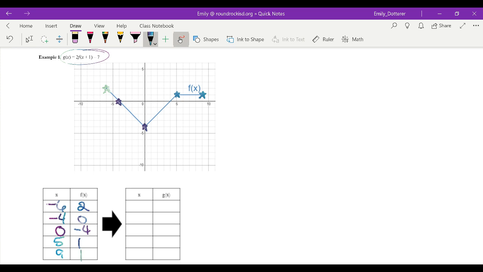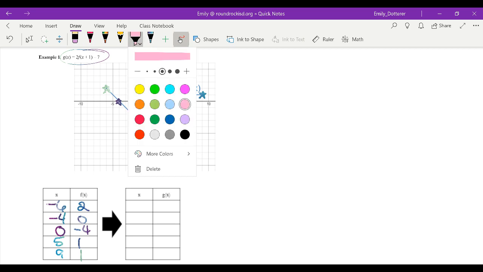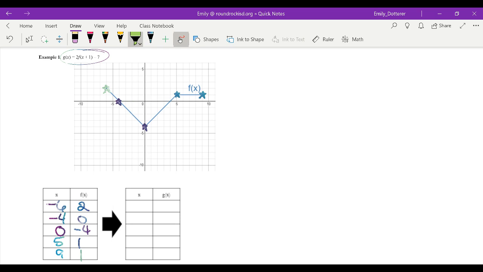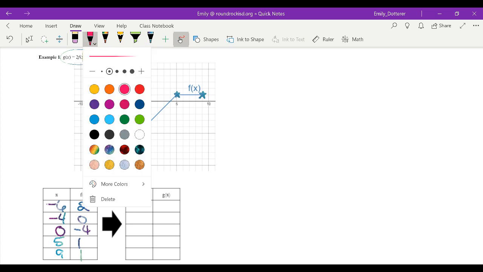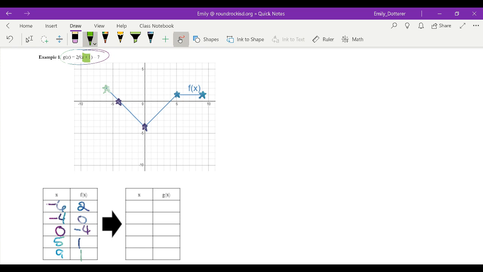We want to get the table of our transformed function g of x, and then we're going to graph it. So we know in here we have x plus 1. Remember, that means the graph is going to go to the left one. So these are going to get 1 smaller.